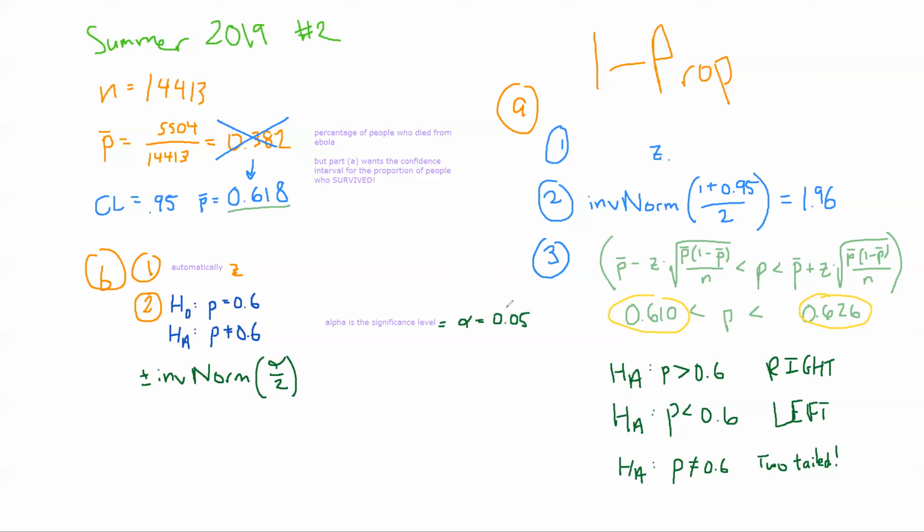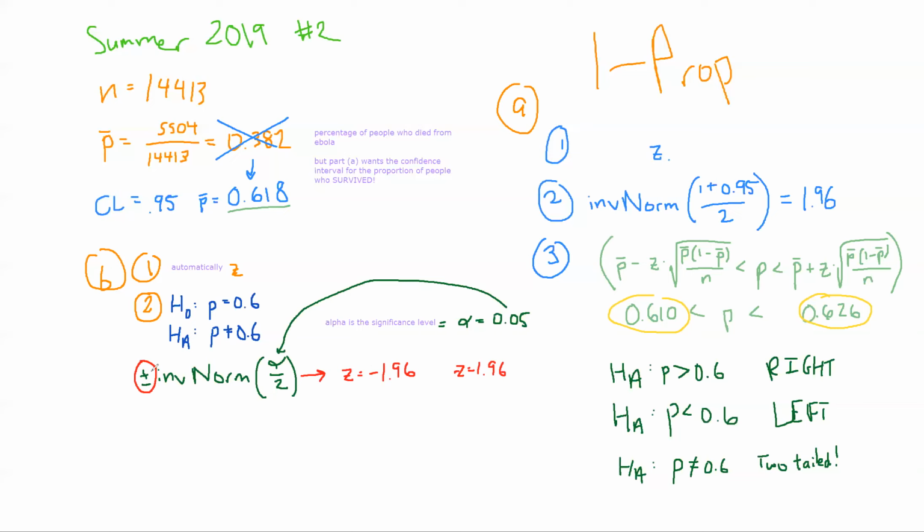You are going to do inverse norm of 0.05 divided by 2. And because this is a two-tailed test, notice that the two-tailed test has this plus or minus sitting out in front. So we want both the positive and the negative version of this. When we do this, I get one z-value to be negative 1.96, and another z-value to be positive 1.96. So we're going to use both of these z-scores. We'll get there in just a second how we use them.